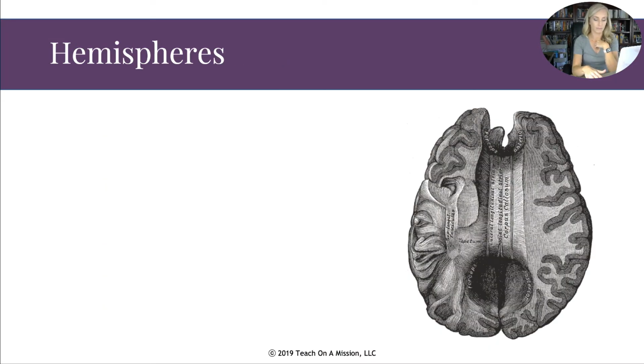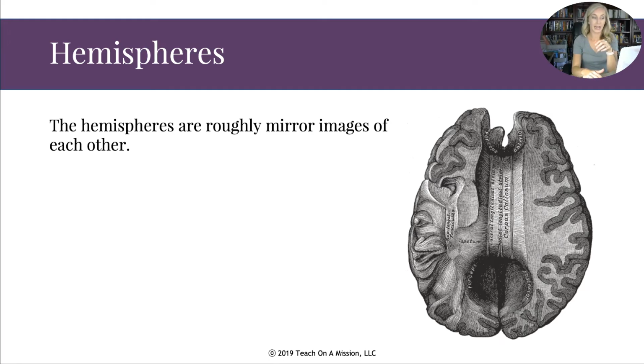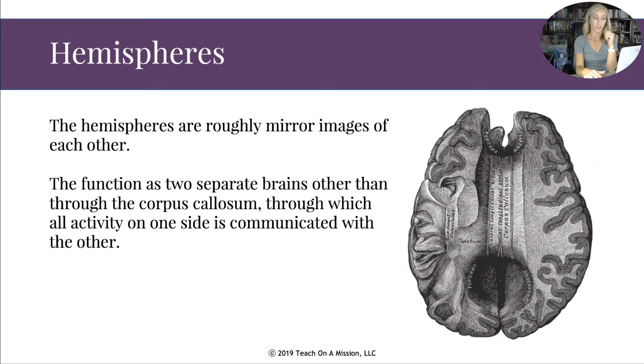All right, now let's talk about the hemispheres of the brain because we have two, right? And they are roughly mirror images of each other. They function as two separate brains. You have two brains in your head, that only communicate with each other through the corpus callosum, through which all activity from one side is communicated with the other. So it works as one brain, but really you have two brains in there.